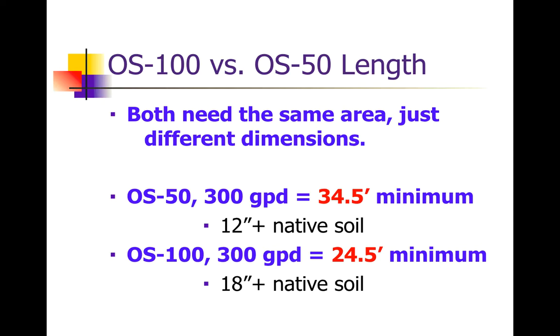In contrast, with the OS100, again using the same design flow, the length is going to be just under 25 feet, so there's a 10-foot savings in just going from the OS50 to the OS100. The only issue is with the OS100, you have to have a minimum of 18 inches of soil in order to be implemented in Washington.